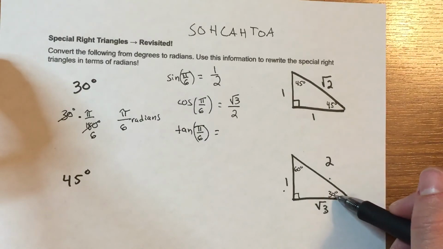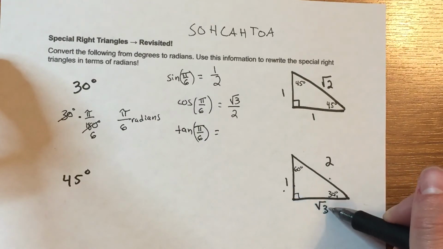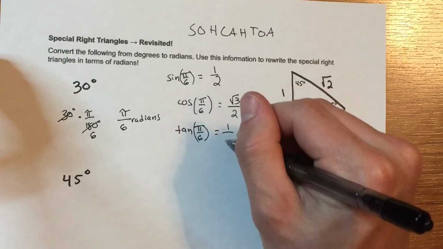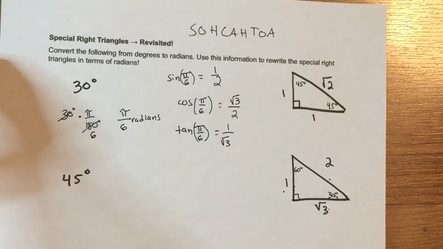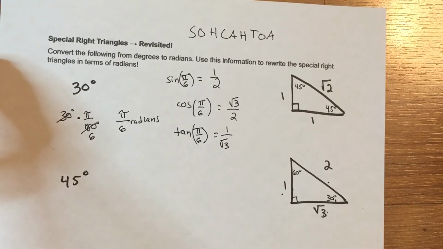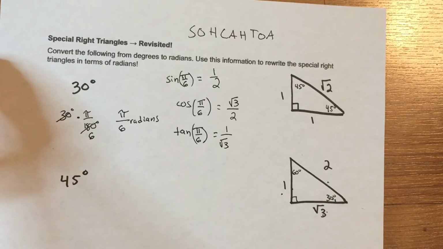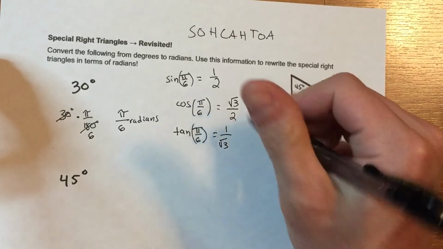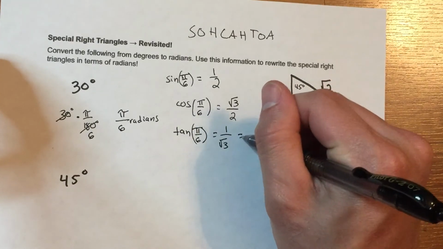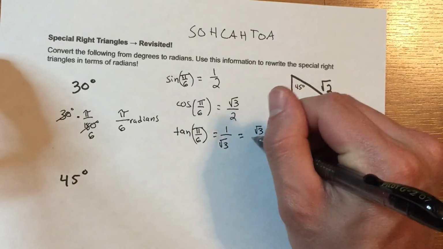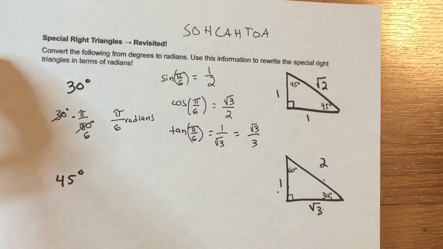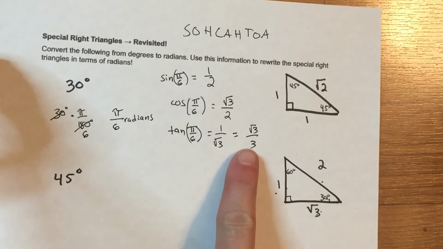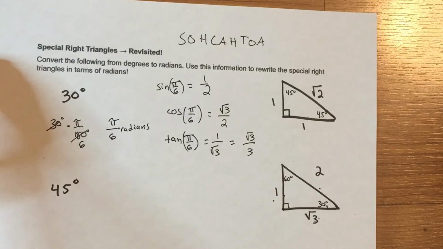Last, the tangent of pi over 6. Tangent of pi over 6 is the opposite over the adjacent, which is 1 over radical 3. However, we don't leave our answer as 1 over radical 3 because we never leave our answer with a radical in the denominator. So we would rewrite this to be radical 3 over 3. If you're not sure why we're rewriting it this way, go back to Miss Furman's video from last week. She did a very good job in explaining how to rationalize the denominator.